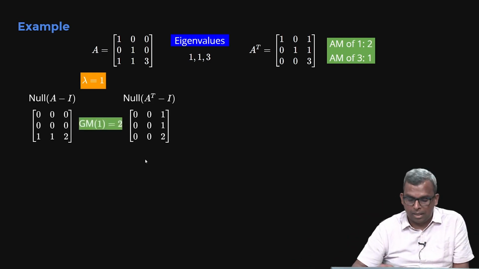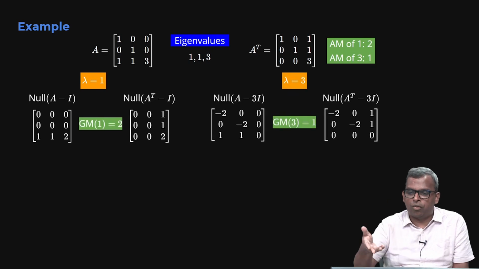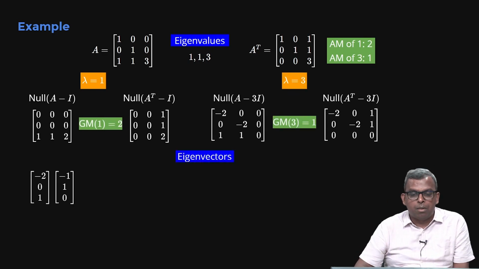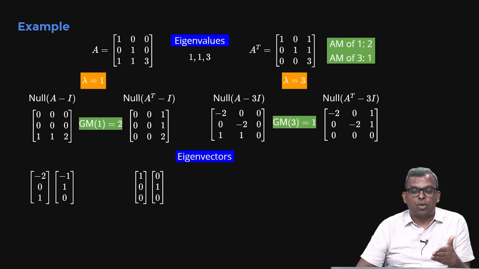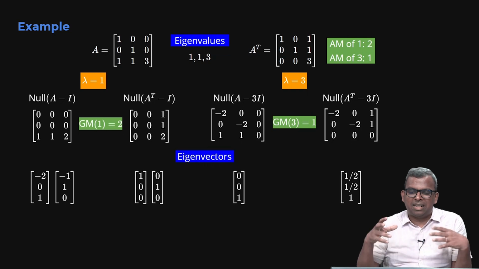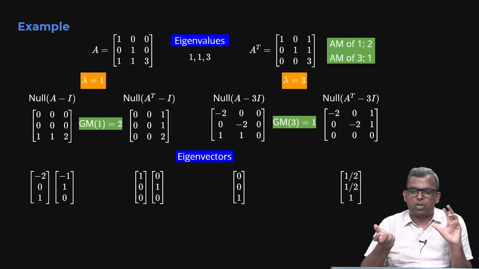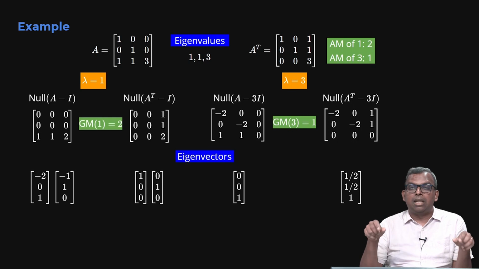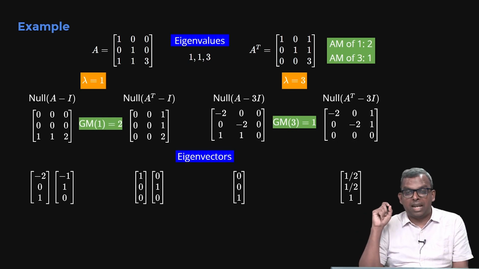Once it transposes, geometric multiplicity remains the same, even for A minus 3I, it's the transpose, but then the actual eigenvectors start changing. For A minus I, you have this minus 2 and all. For A transpose minus I, it is just 1, 0, 0, 0, 1, 0. Okay, and for A minus 3I, you've got 0, 0, 1. Here you've got half, half, 1. Okay, so I hope you see why this is true. The eigenvectors exactly will change just because of the transpose nature, but the algebraic multiplicity and geometric multiplicity and the eigenvalues themselves remain exactly the same for A and A transpose.